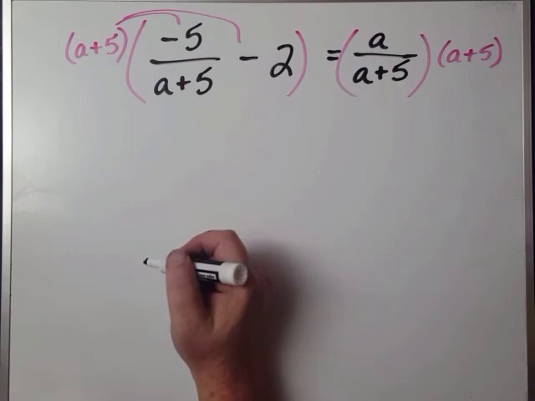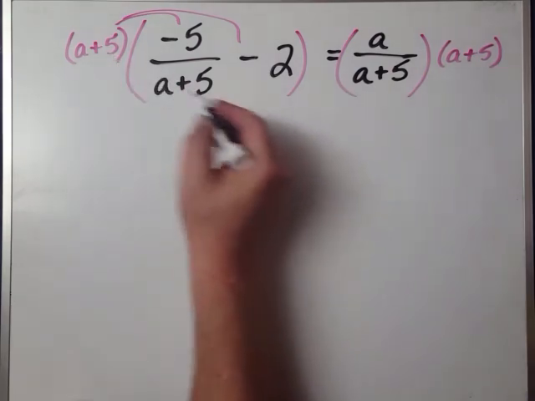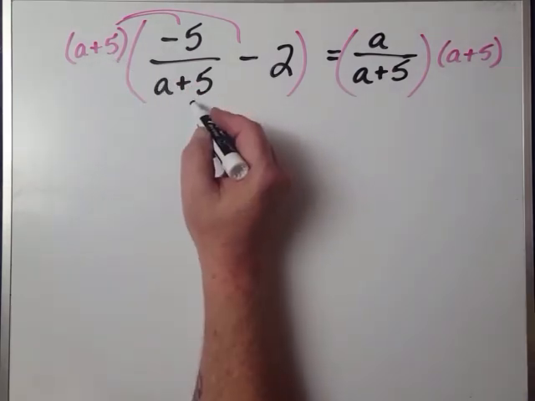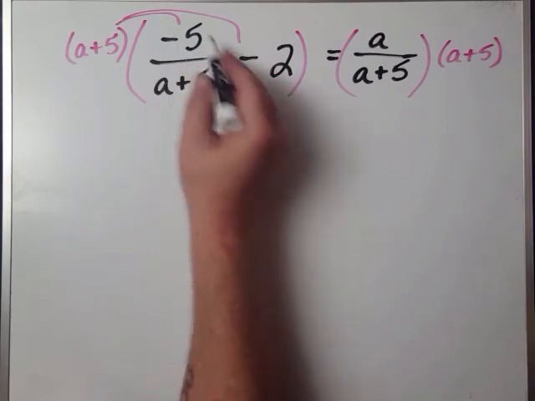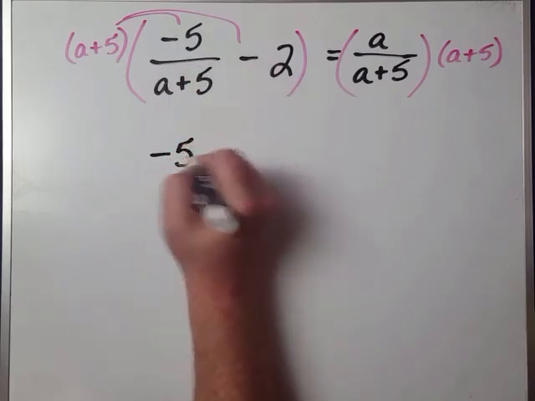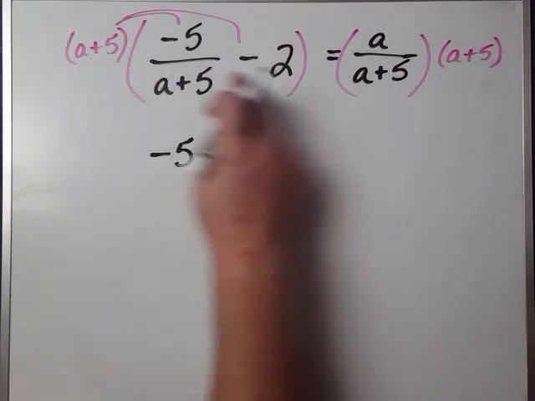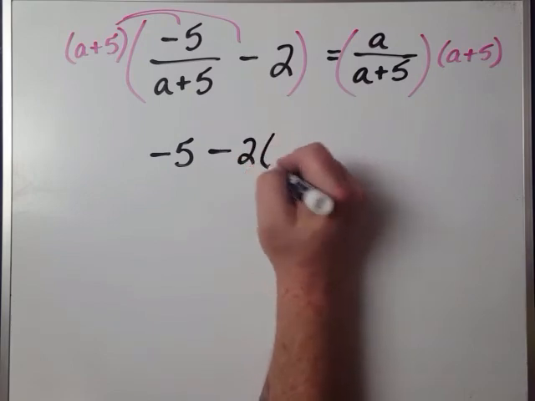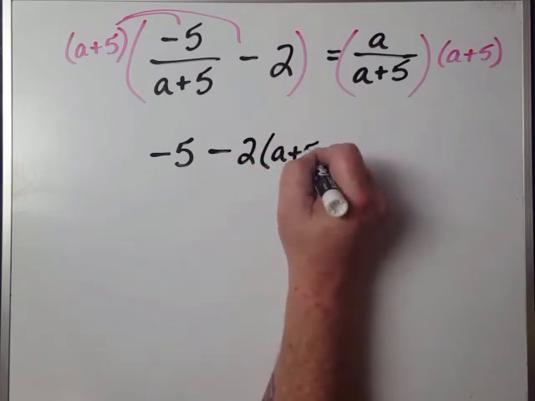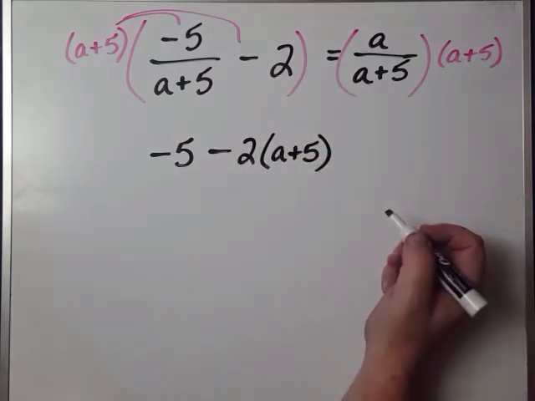As we distribute to this first term, what happens? The a plus 5's cancel. What survives? That negative 5. And minus, as we distribute to the second term, well, we simply have the 2 times the pink a plus 5. We'll clean that up in a minute.